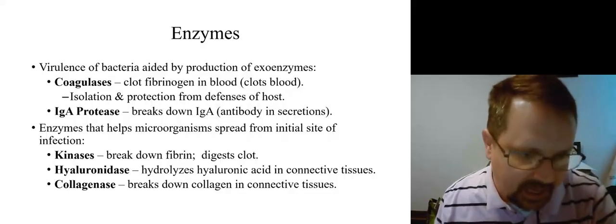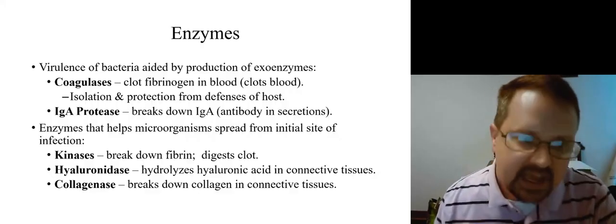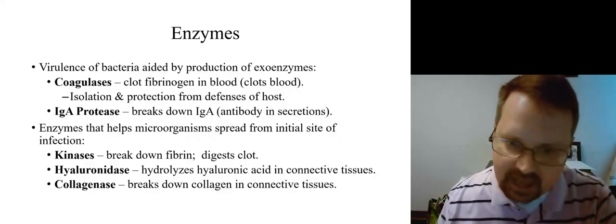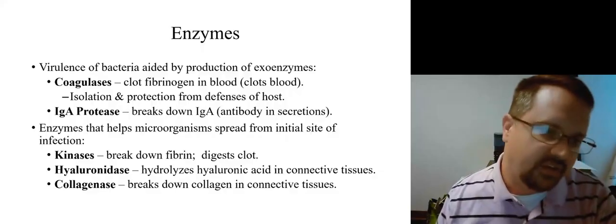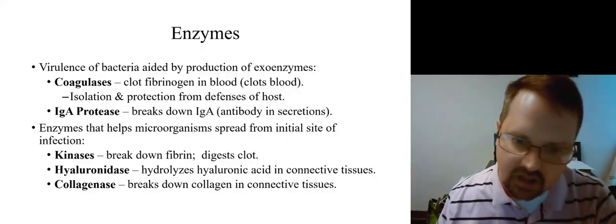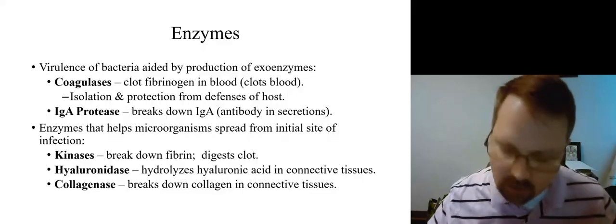There are hyaluronidases. They hydrolyze hyaluronic acid in connective tissues. And there are collagenases. They break down collagen in connective tissues, and this lets the microbe spread.